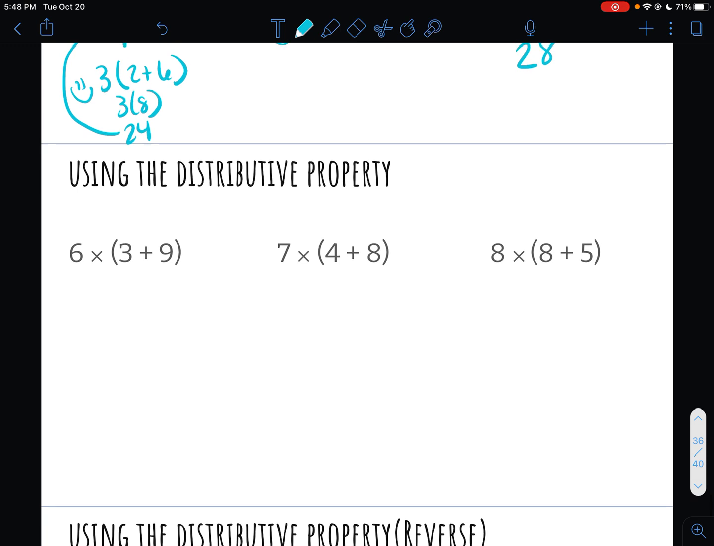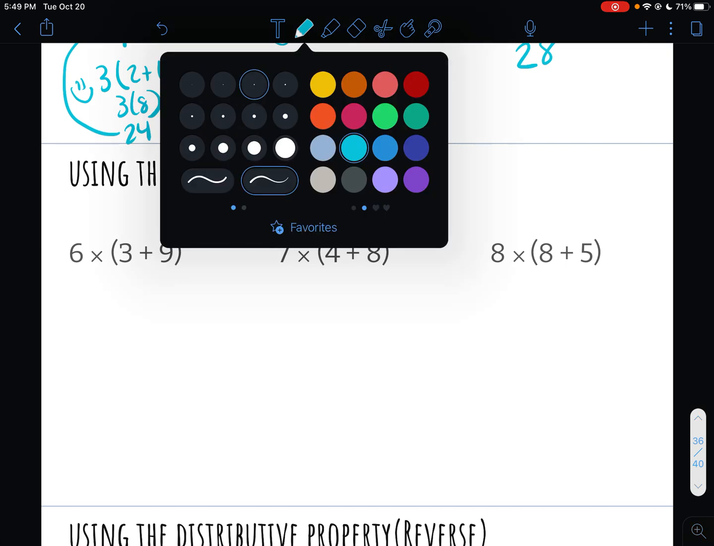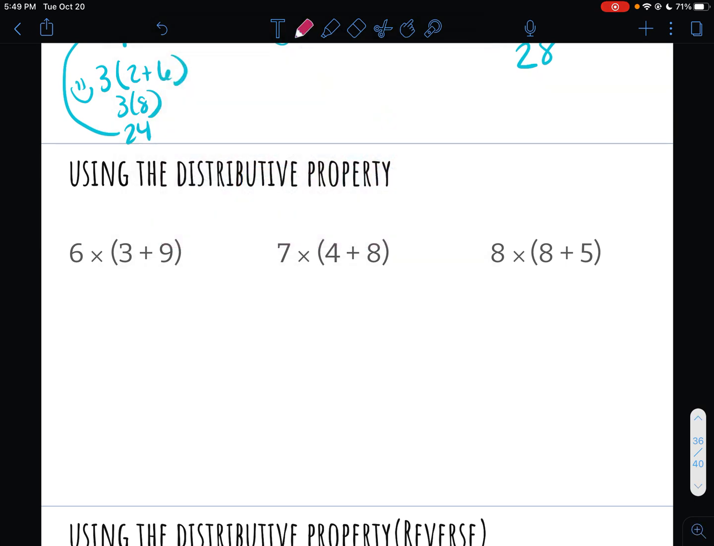So here are 3 more examples. I want you to pause the video and try these on your own. When you come back, I will do them for you. Okay, so pause it and get it done. Okay, so hopefully you did these on your own. Shame on you if you did not.